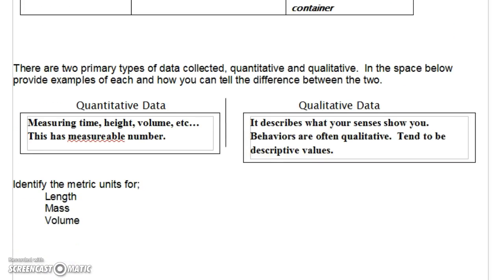Quantitative and qualitative. Remember, quantitative deals with a quantity. It's number-based, it's measurable. Qualitative, it's something that's descriptive, kind of fuzzy. You can't really assign a number to it, so that would be things like colors, textures, behavior, emotions, anything like that that you get off of an observation. And then you don't really need to know metric units, but just as a review, metric units for length, meters, mass, grams, and volume is in liters.